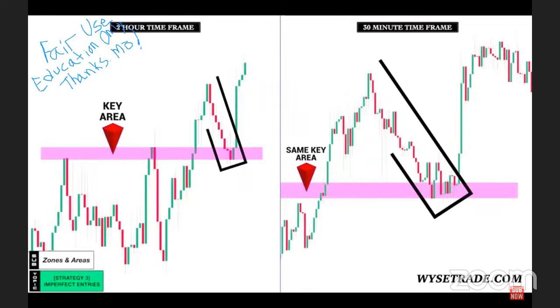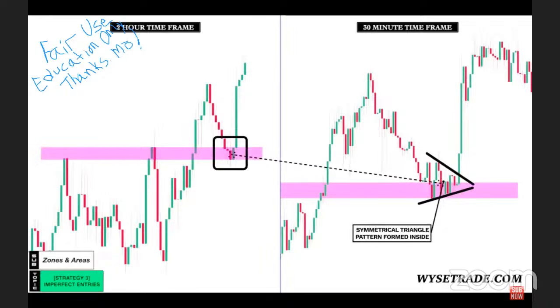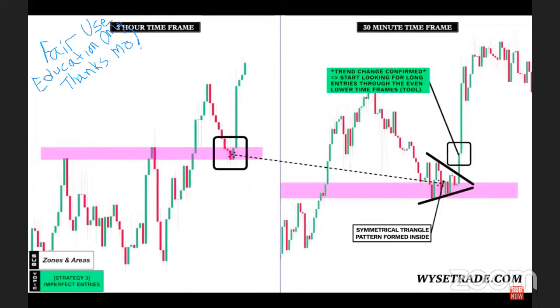Same key level, same downtrend. This area here is this same area here. So inside of the candlesticks, you had a perfect symmetrical triangle form. And once price breaks above with bullish momentum, the trend change is confirmed and is when you would start looking for long trade entries through the even lower intraday timeframes.